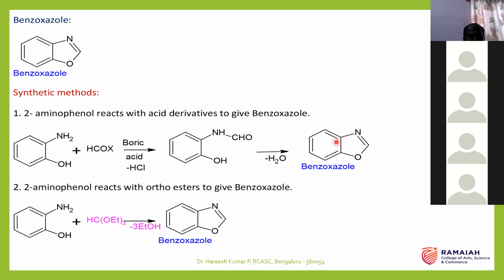One more method: instead of taking the acid halide, one can take orthoformates. The name of this compound is orthoformate, more particularly ethyl orthoformate. How do you get this? I think you are aware that you take formic acid and treat with ethanol. Okay, you will get orthoformate.